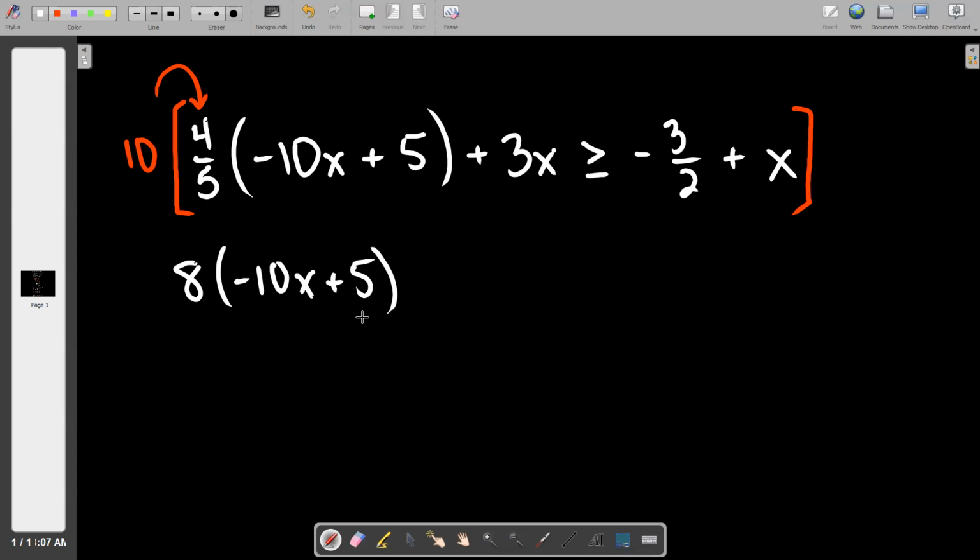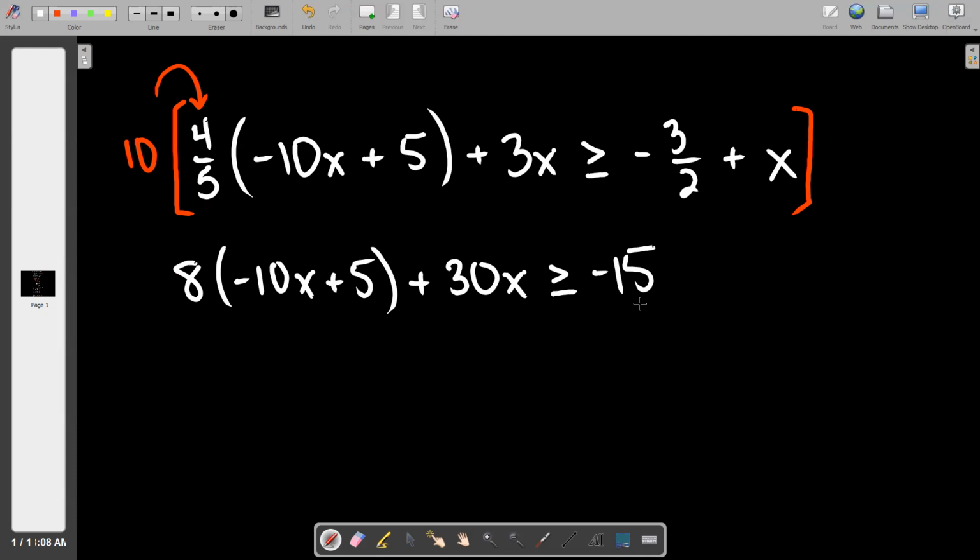What's the next one going to be? 30x. Plus 30x. Good job. Is greater than or equal to? Do the hook again. Negative 15 for sure. 10 divided down by 2 is 5. Back up across times that negative is a negative 15.